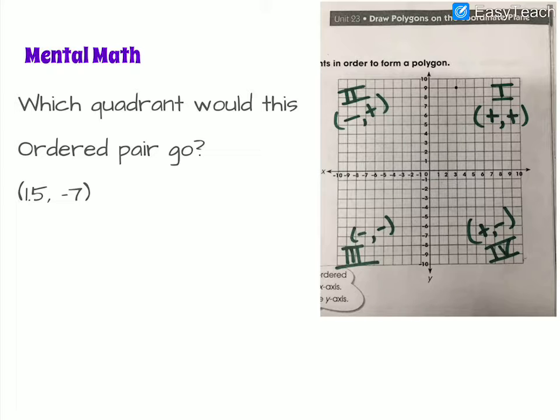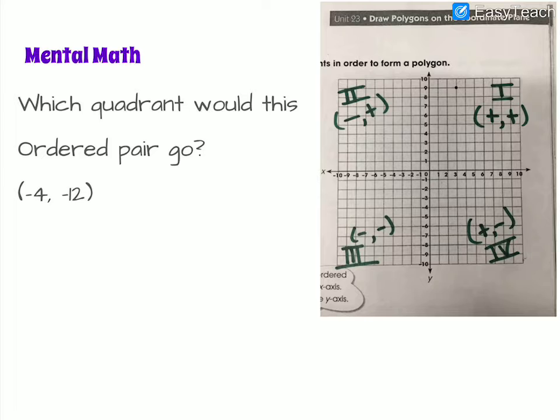All right, so here is the next one. 1.5 and -7 is our ordered pair. So go ahead and take a second, pause the video if you need to, and write down which quadrant this ordered pair goes in. All right, so if you said that 1.5, -7 goes into quadrant 4, you would be correct because 1.5 is a positive number and -7 is a negative number.